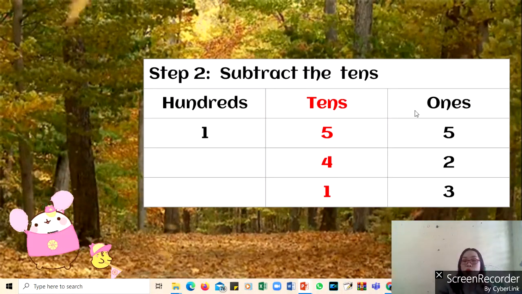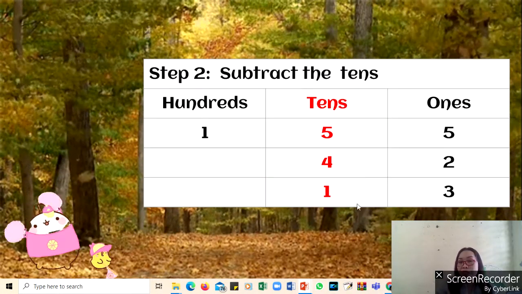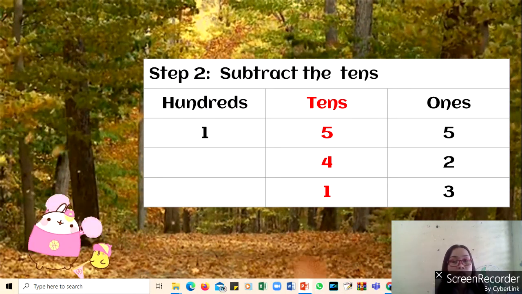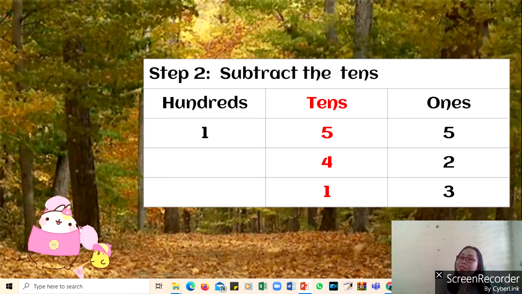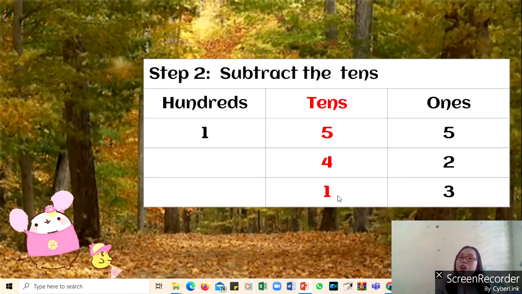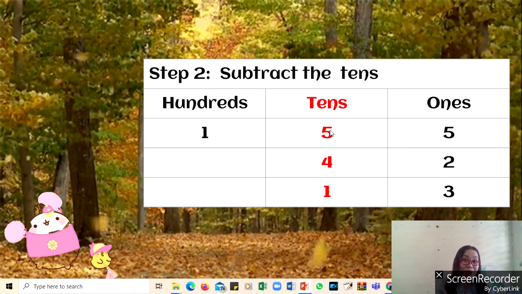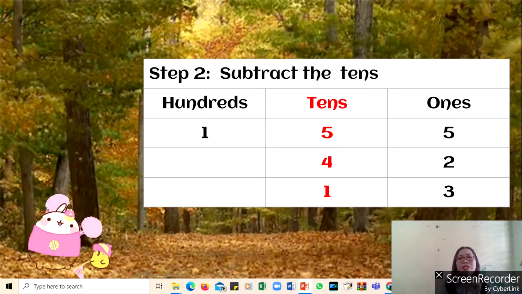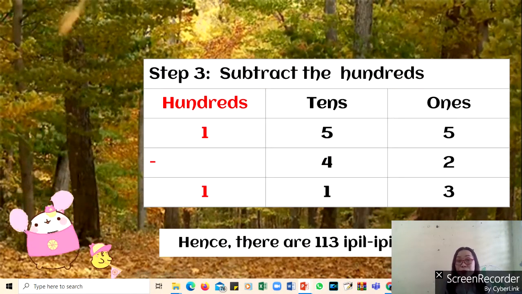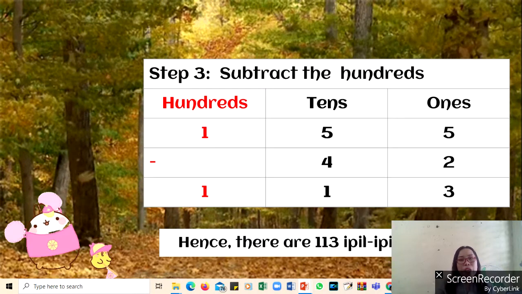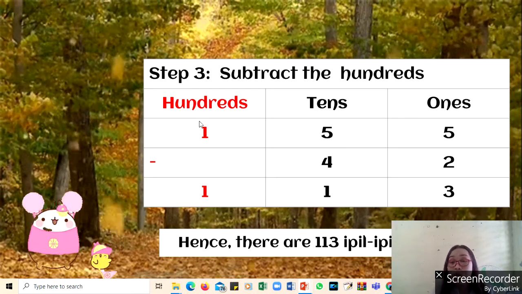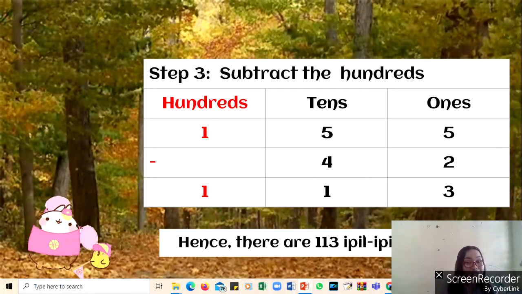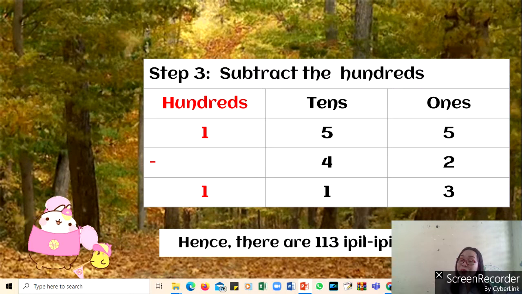Now let's proceed to the tens. So we have here the tens in red. So we highlighted the tens. 5 minus 4 equals 1. Very good. So the answer is 1 ten. Okay, so that's step 2, subtract the tens. And how about step 3? Step 3, subtract the hundreds. So we highlight the hundreds here in red. Since we don't have something to subtract from 100, let's just bring down 1.